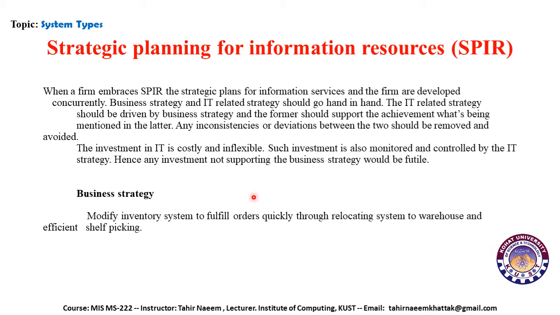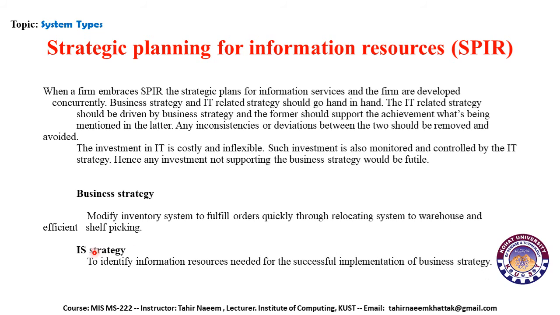So what is business strategy? Business strategy, for example, is to modify the inventory system to fulfill orders quickly through relocating the warehousing system and efficient shelf packaging. While the information services strategy is used to identify the information resources needed for the successful implementation of the business strategy.